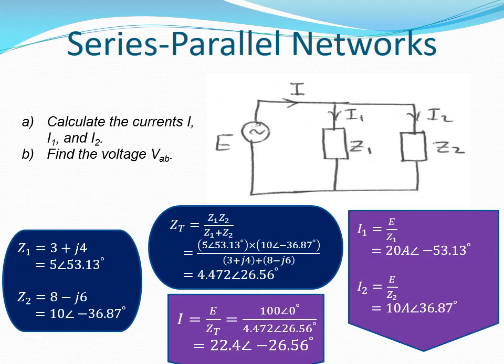The current I is the source current, therefore it is equal to source voltage over total impedance. It works out as 22.4 amps at minus 26.56 degrees. The currents I1 and I2 are obtained using Ohm's law. I1 works out as 20 amps at minus 53.13 degrees, and I2 is 10 amps at 36.87 degrees.